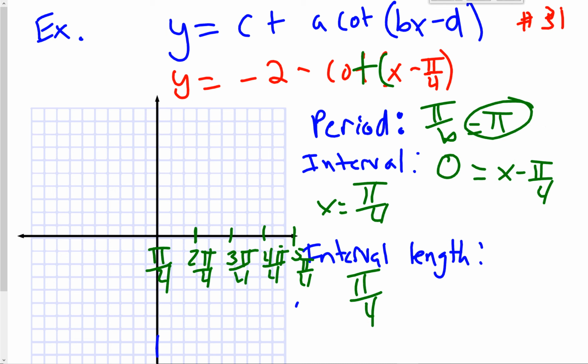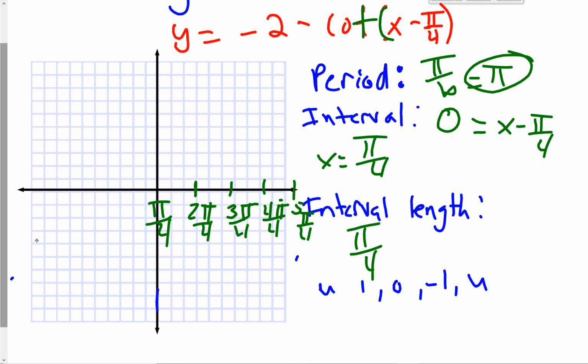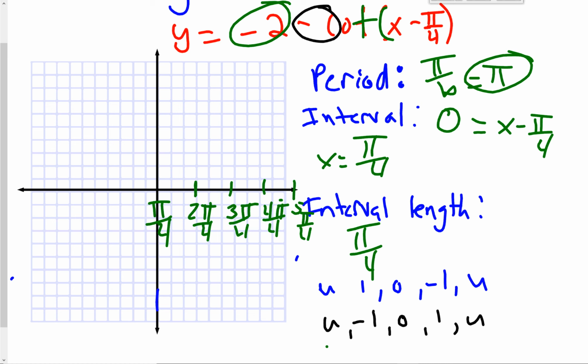Okay, then my normal y values are undefined, positive 1, 0, negative 1, and undefined. We're going to multiply them by our a, which is negative 1 right here. It's a negative cotangent, so negative 1. So undefined, negative 1, 0, positive 1, undefined. Then we're going to add our c, which is a negative 2. So that's undefined, negative 3, negative 2, negative 1, and undefined. So the highest y value here is negative 1. Middle y value is negative 2. The lowest y value is negative 3. Then it goes undefined. Last one is undefined.